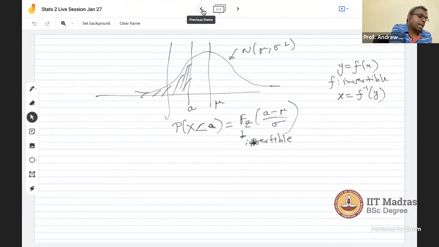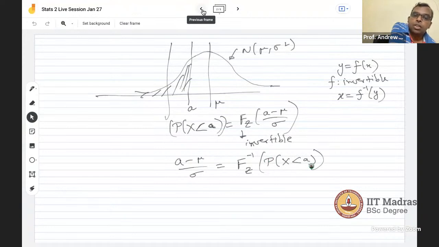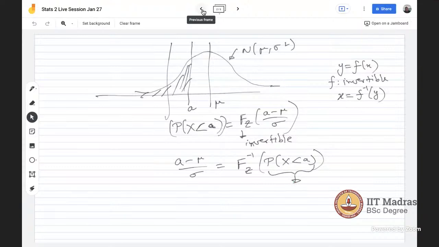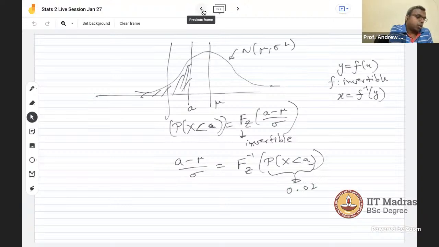Because of that, I can write a minus mu by sigma equals FZ inverse of the probability that X is less than A. Is that okay? This is the crucial step. I think once you get this step, everything else is sort of worked out. Now in this particular problem, this value is given as 0.02. So once you write that, you get A equals mu plus sigma FZ inverse of 0.02.